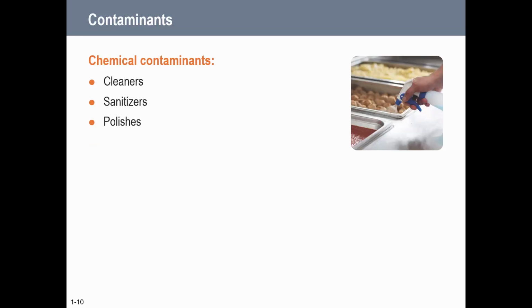Our chemical contaminants then are things like cleaners, sanitizers, polishers. You look at this picture, and obviously, we want to avoid spraying our sanitizer anywhere near our food. But these mistakes can be made if people aren't paying attention and things like that. So it's really important to watch out for that.